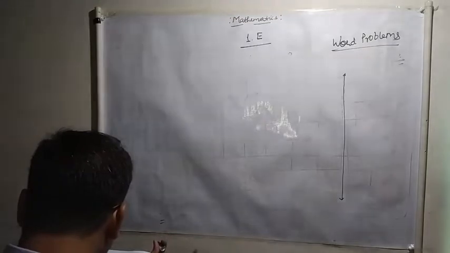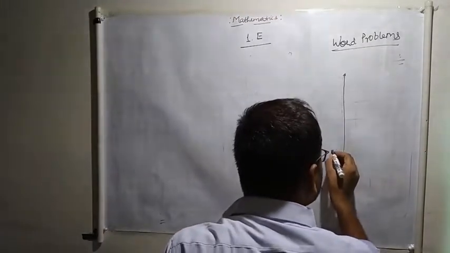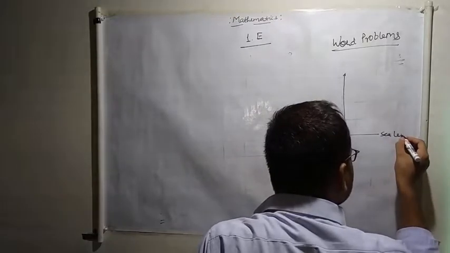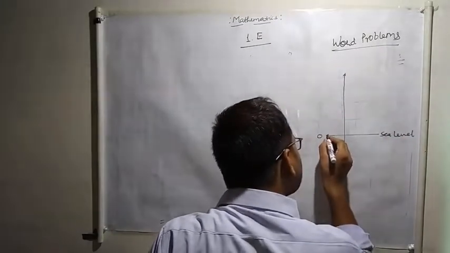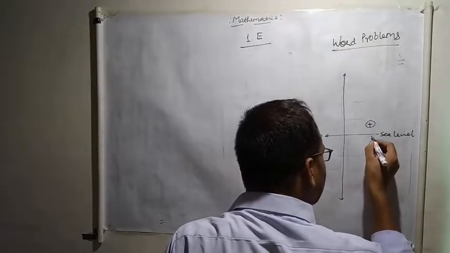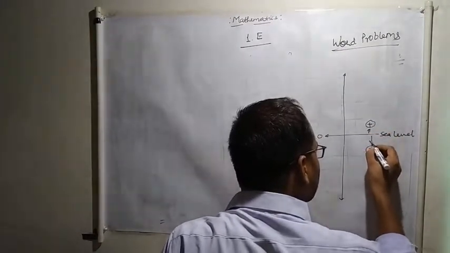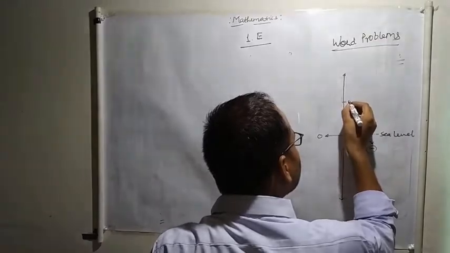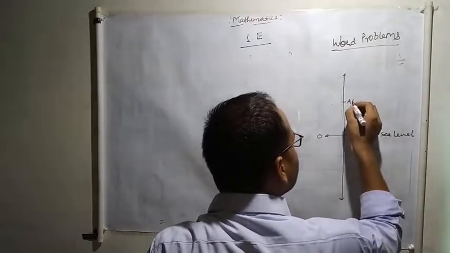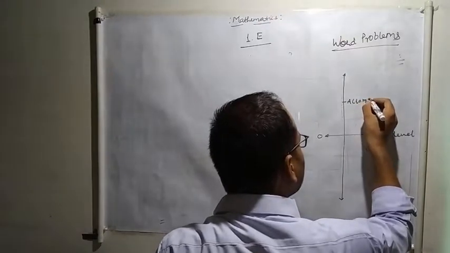It starts from 10 meter above sea level. Suppose this is the sea level, it is considered as 0. Above the sea level it is positive, and below the sea level it is negative. So it starts at 10 meter above, that point is A, and it is 10 meter above the ground.